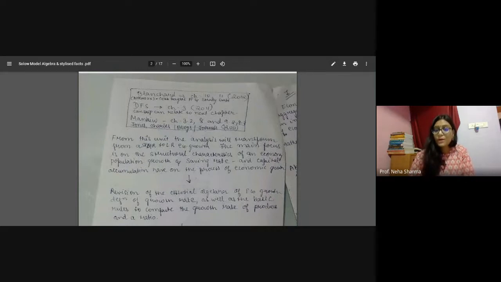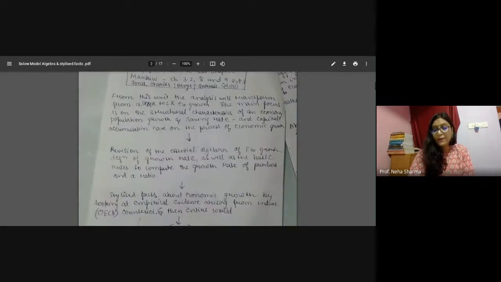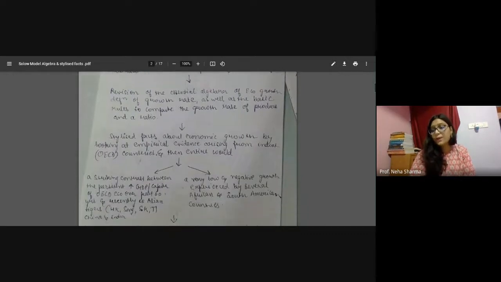From this unit, the analysis will transform from the short run to the long run, as I told you at the beginning of the video. The main focus is on the structural characteristics of an economy. Think about what the structural characteristics of the economy are: population growth, saving rate, and capital accumulation, which have a huge role in economic growth. This further will lead to the revision of the essential algebra of economic growth.